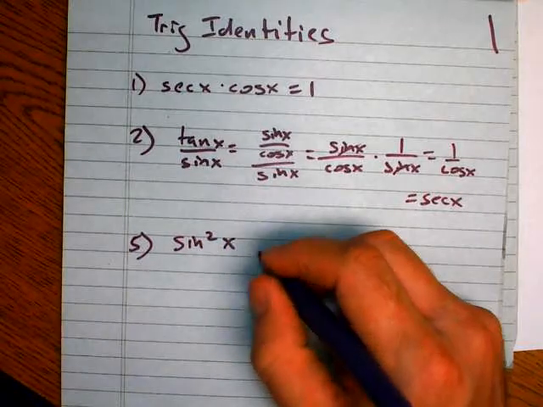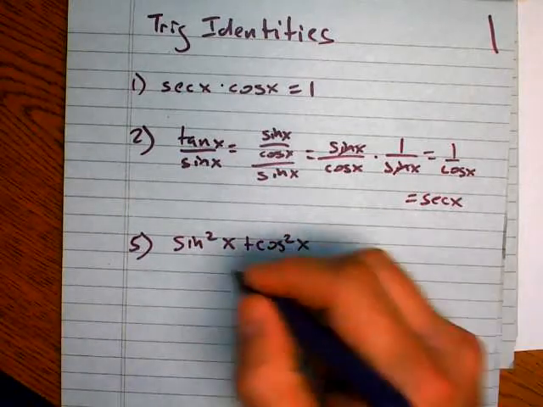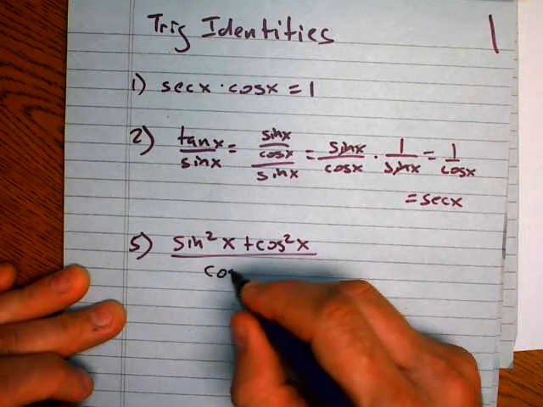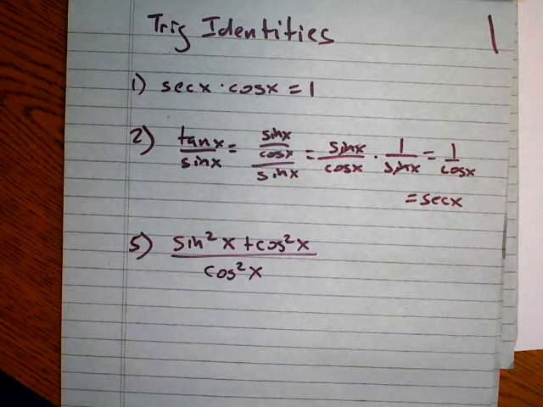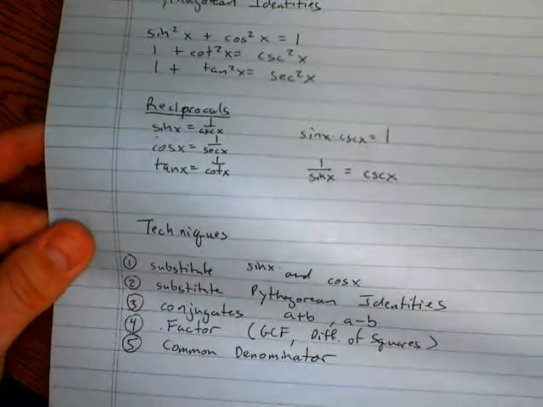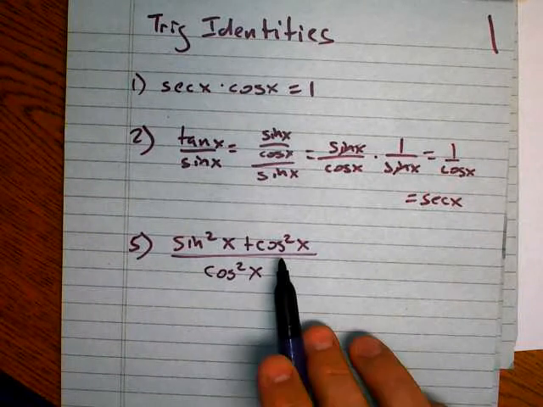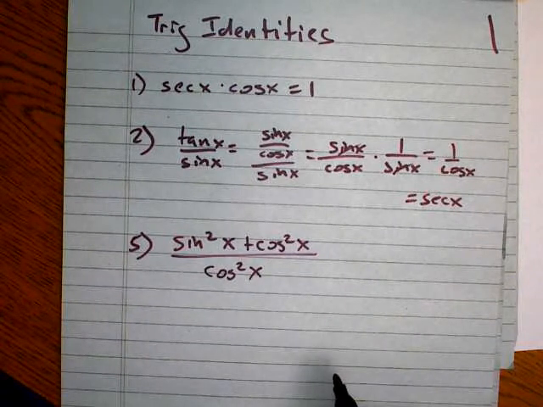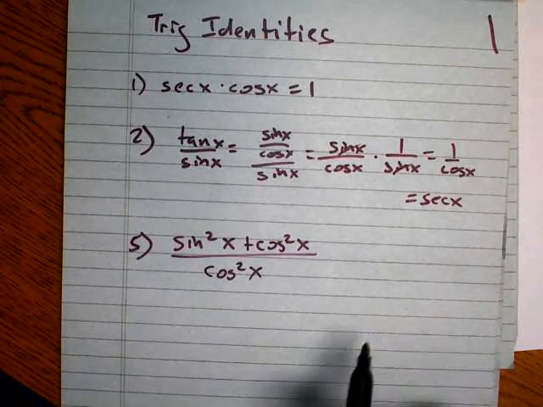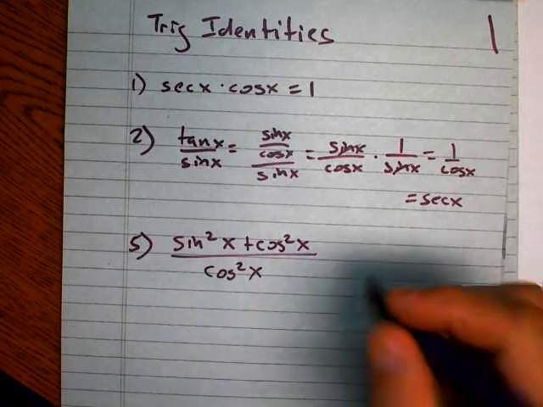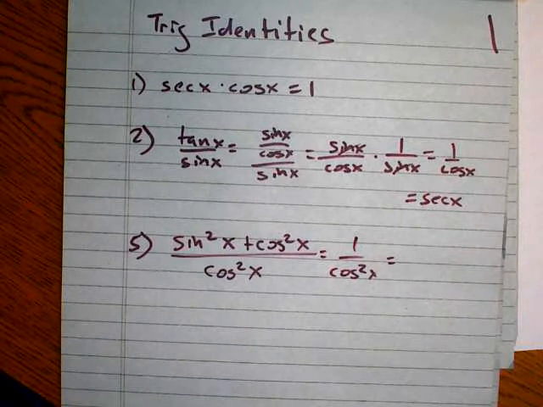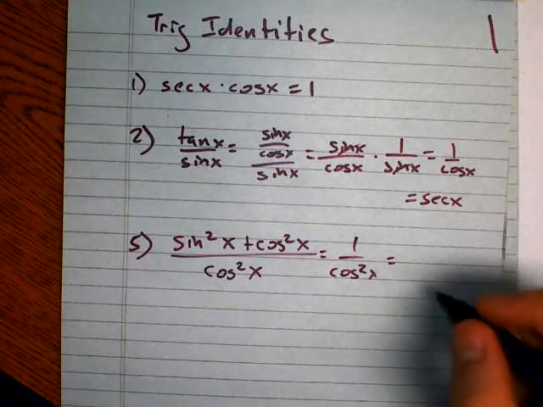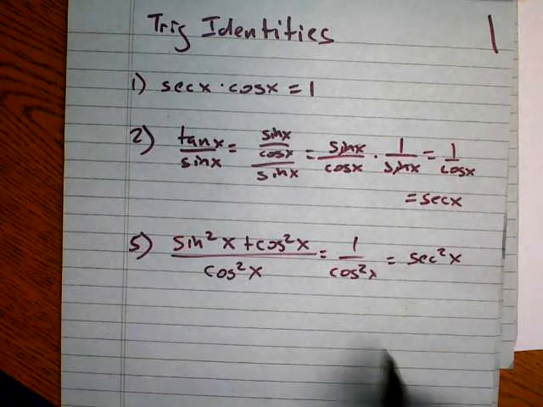Sine squared x, this is number 5, plus cosine squared x, all over cosine squared x. When I look at this and analyze it, I'm looking for a couple different things. Again, I've only got 5 techniques. The fact that these things are squared means it's probably a Pythagorean identity, most of the time. Pythagorean theorem is a squared plus b squared. And this is a pretty easy one. Sine squared plus cosine squared is obviously 1 over cosine squared x. And then we do the reciprocal, which is going to be secant squared x. Remember, chicken salad.